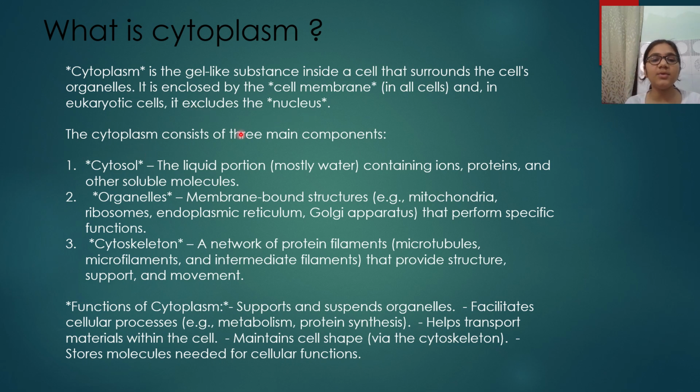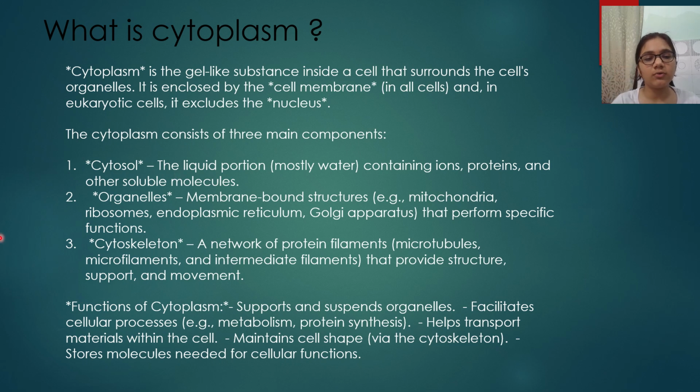The cytoplasm consists of three main components. इसके जो components होते हैं, it has three main components. What are they? They are the cytosol, cell organelles, and cytoskeleton. There is one more part, that is the cell inclusion. क्या होता है? They are the non-living things like fat droplets, protein granules, starch granules. So they are the cell inclusion.